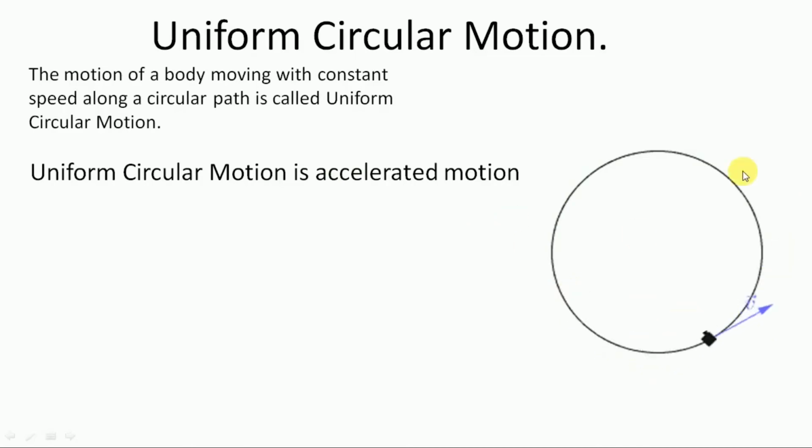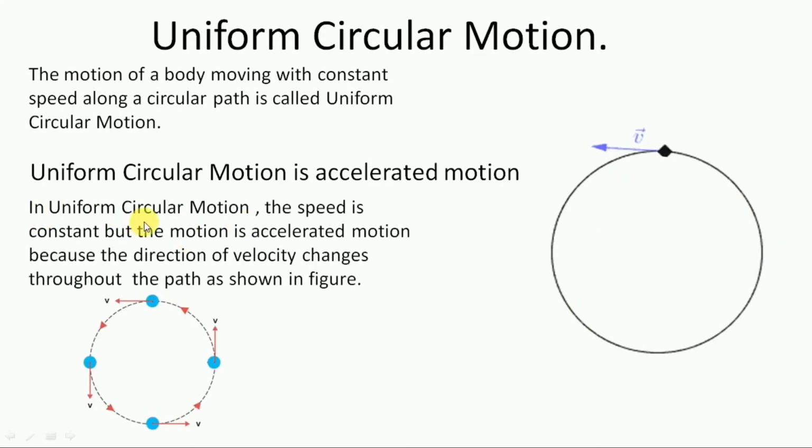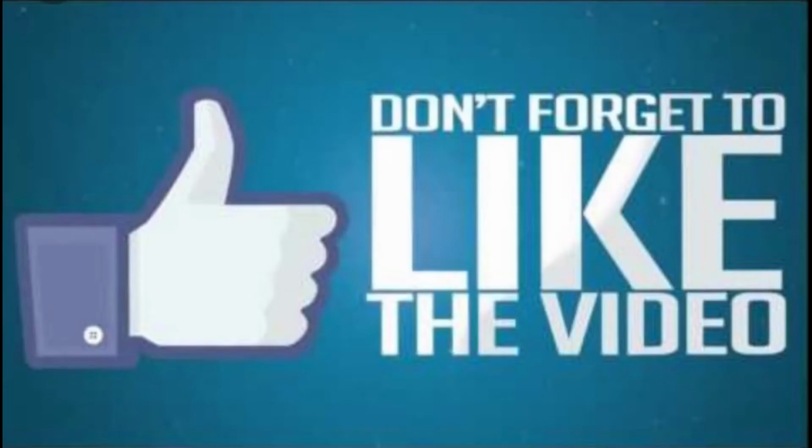So the direction of motion of the object is changing at every point of the path, but the speed is not changing. But we already know that by changing the direction of motion also we can accelerate an object. So uniform circular motion is considered accelerated motion because the direction of motion changes at every point of the path, so it is accelerated motion, but the speed is not changing here.